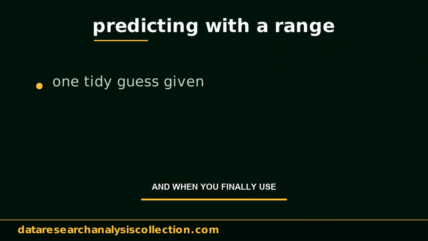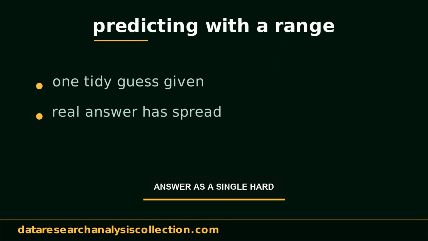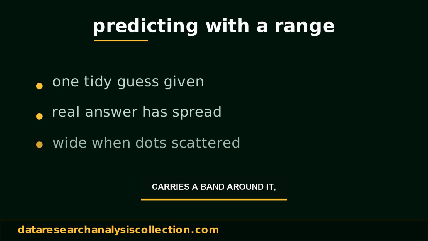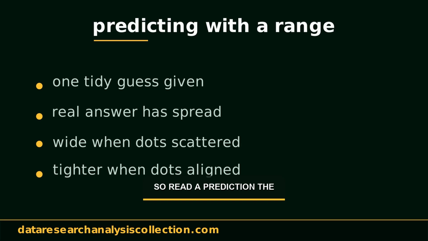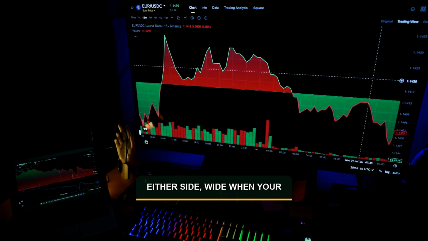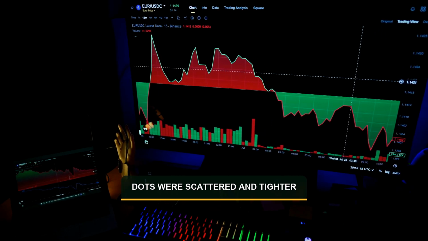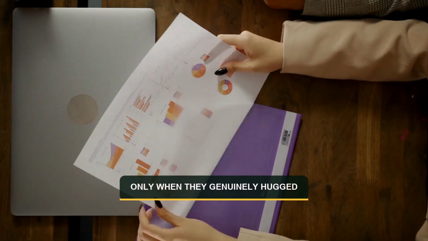And when you finally use the line to predict, resist the pull to treat its answer as a single hard number. The line gives you one tidy guess, but the honest version of that guess carries a bend around it, because your dots never sit perfectly on the line, and next month will not either. So read a prediction the same humble way you would read a forecast, as a center with a spread on either side, wide when your dots were scattered, and tighter only when they genuinely hugged the line.